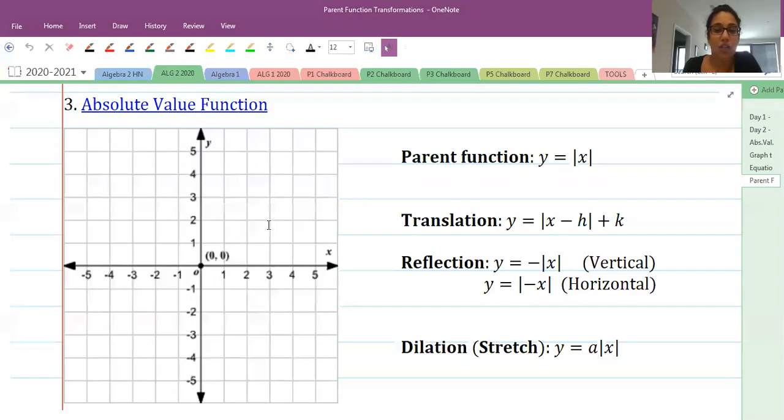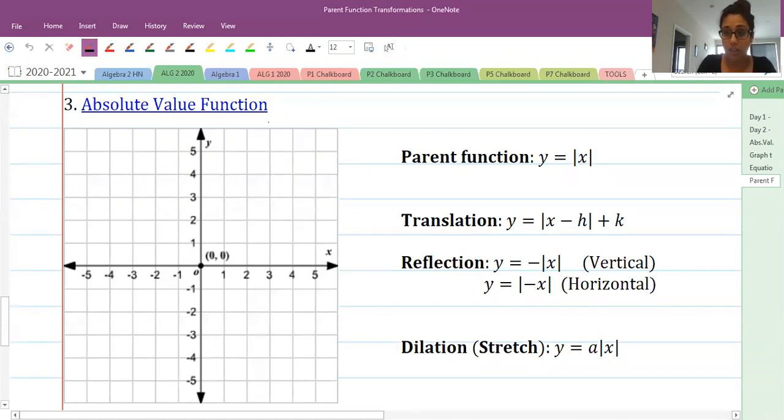In this video, we are going to talk about absolute value functions, what an absolute value function is, and how to transform an absolute value function. So what is an absolute value function at its basic definition? It is a function that has a variable inside of absolute value bars.